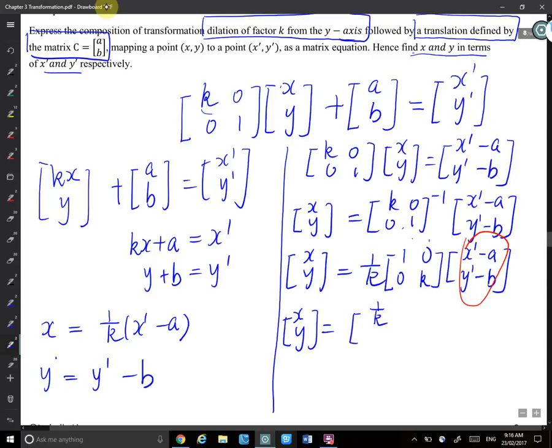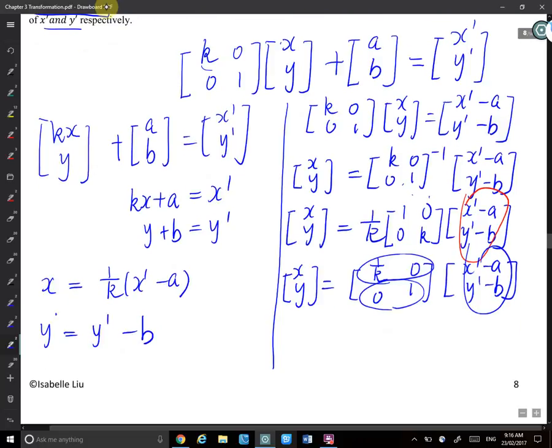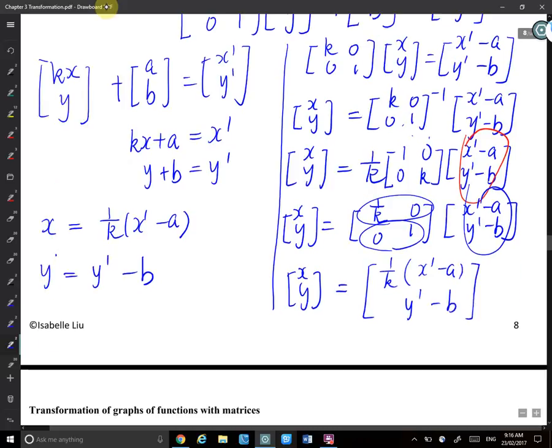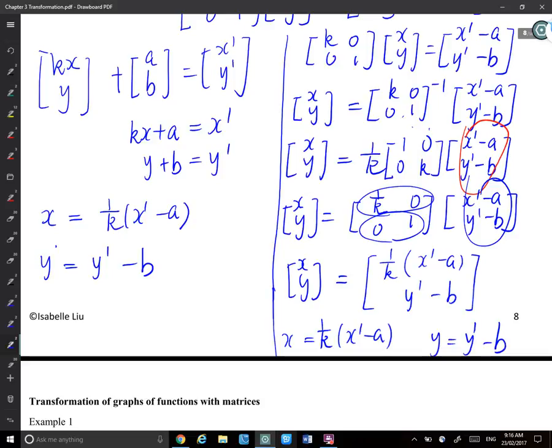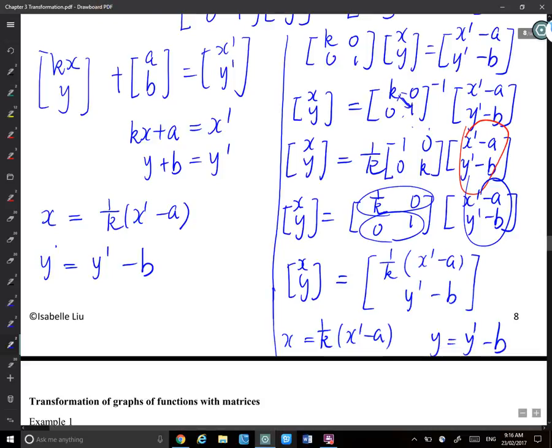So let's multiply that in: that's k, that's 0, and that's 1, and then x dash minus a and y dash minus b. Row, column. So xy will be 1 over k times x dash minus a and y dash minus b. Okay, that's correct. So x will equal 1 over k, x dash minus a, and y equals y dash subtract by b. Swap those two, and then 0 minus both is still 0, and you have 1 over k.